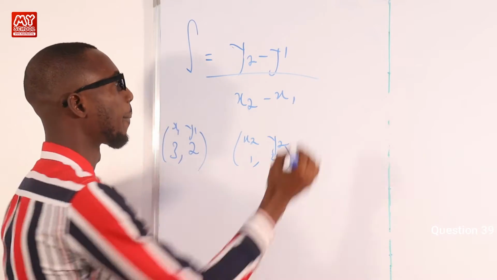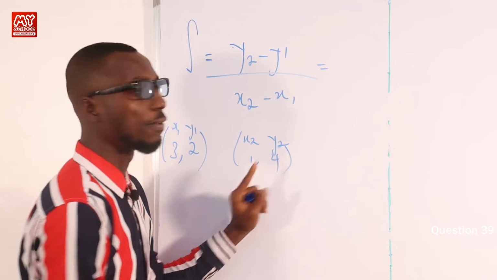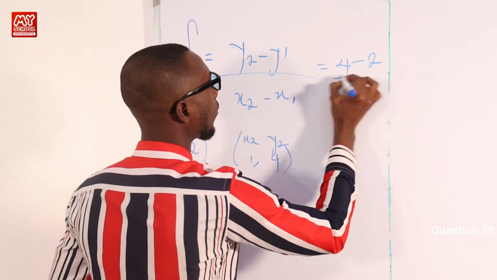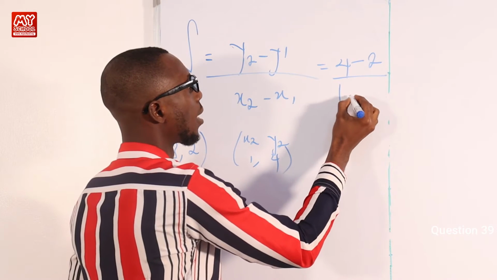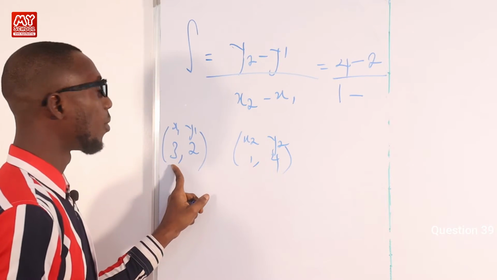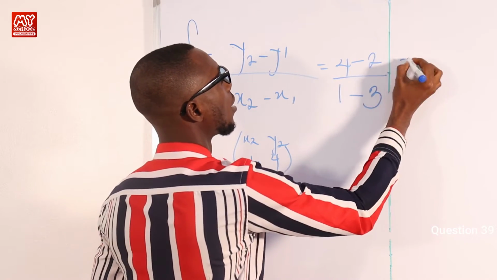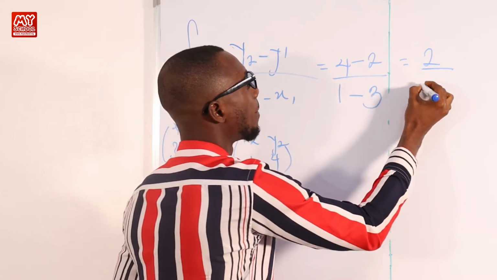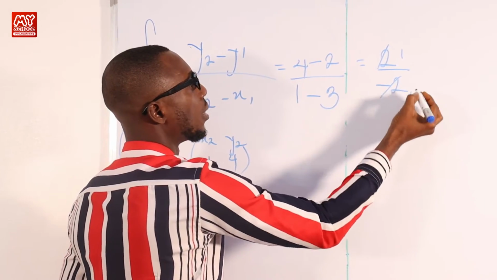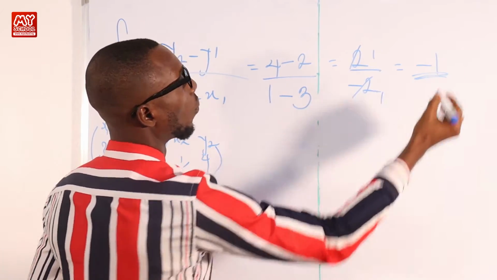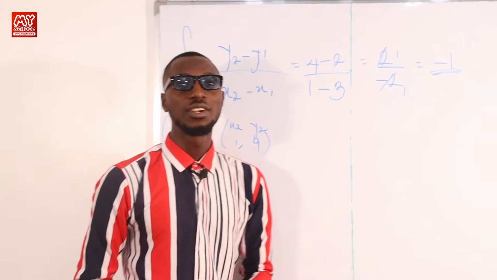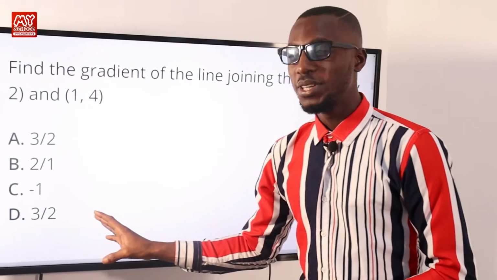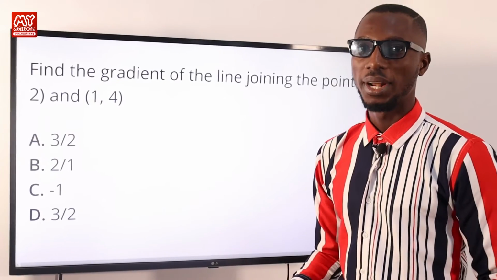So we just slot in the values here. So we'd have y2 is 4 minus y1 is 2 over x2 is 1 minus x1, that is 3. So we'd have 4 minus 2, that is 2, over 1 minus 3, that is minus 2. So what we would have is minus 1. Now let's go back to our screen and confirm our option minus 1. So if you look through these options with me, you realize that option C for minus 1 is super correct.